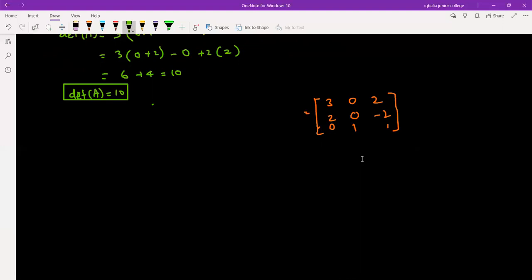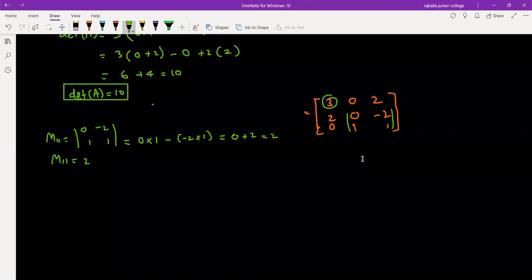So here, suppose I am taking this element, M11, so minus will be the minus of 3 will be 0 1 minus 2 1. Okay, so here the minor will be 0 minus 2 1 1, and I can solve this: 0 into 1 minus minus 2 into 1, then I will get 0 plus 2, so is equal to 2. So M11 is coming 2.